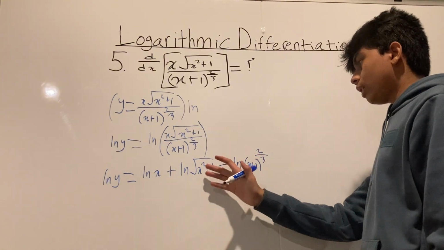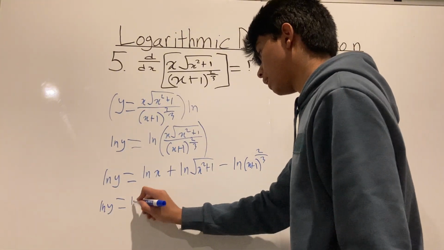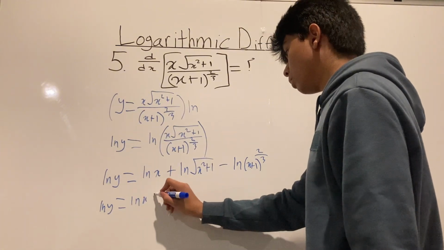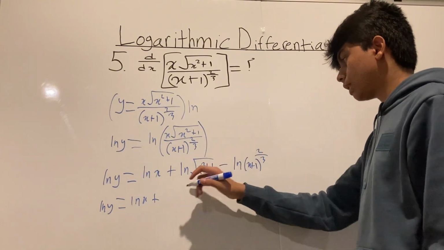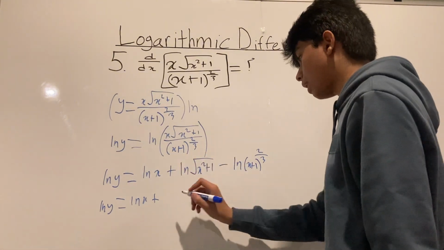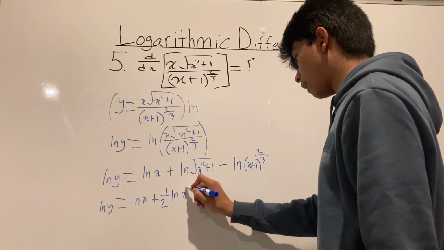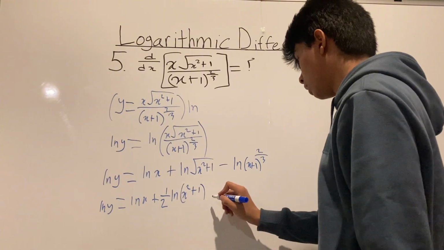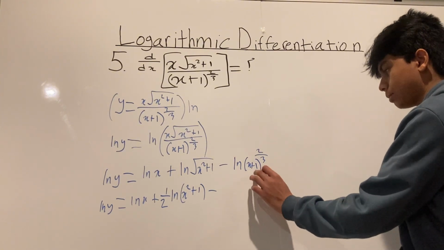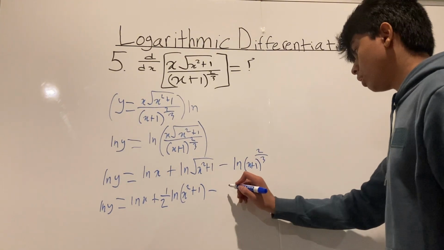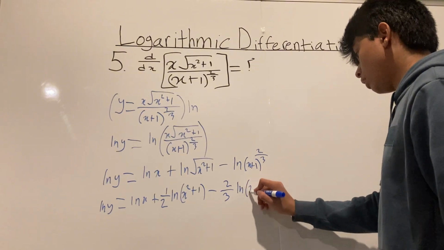Now let's simplify a little bit. So ln y equals ln x, we can't do anything for these two, plus, now, x squared plus 1 is to the power 1 over 2, because that's what the square root is. So we can bring that down to the side. So we can say 1 over 2 ln x squared plus 1 minus, and now x plus 1 is to the power of 2 over 3. So we can bring this down as well. So minus 2 over 3 ln x plus 1.